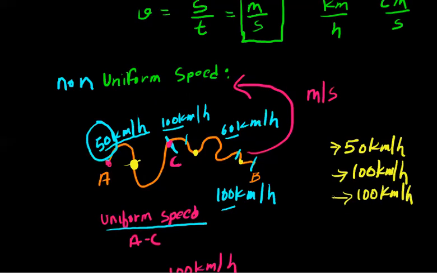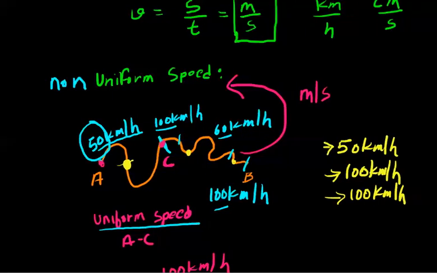So instantaneous speed is the speed of a car at any given instance, at any given moment. When you are driving a car and you look at the speedometer, it will tell you the speed of the car at that moment. And that speed, what you see in the speedometer, is known as the instantaneous speed.